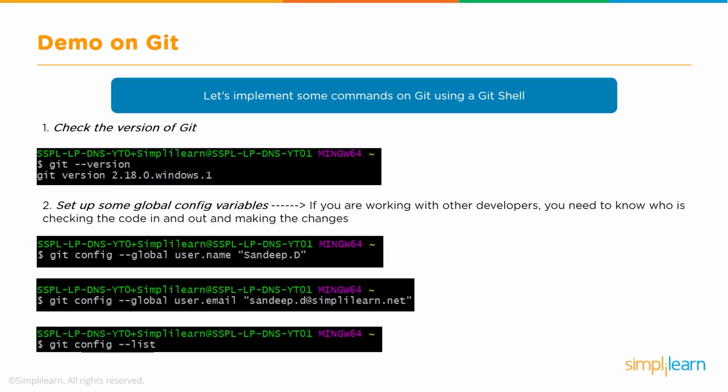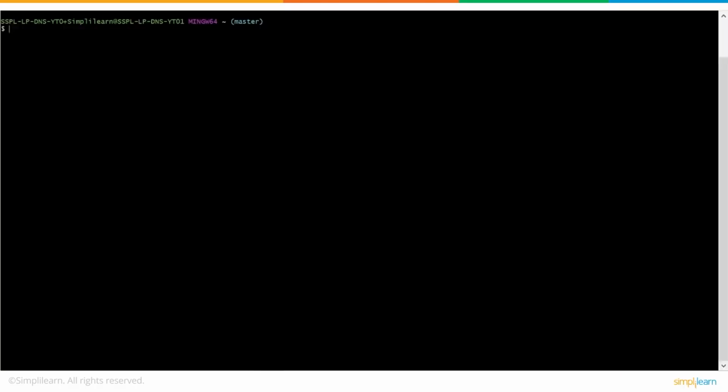And we're going to do sandeep.d as the name, the email address is sandeep@simplilearn, and then we're going to do a list of the different configuration settings we have. So to check the version of Git that we have, we do git --version in our terminal or command line window. You can also use PowerShell. That'll actually get you running in the same environment as well.